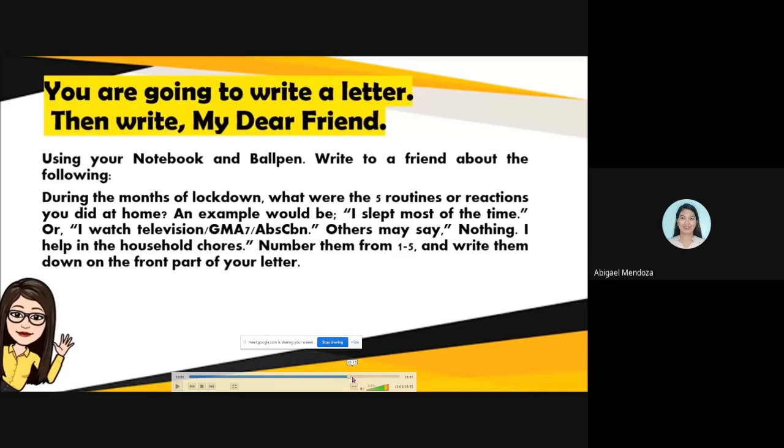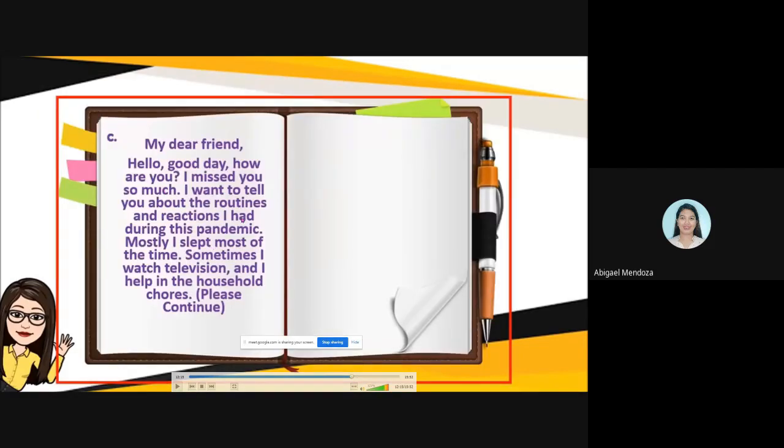So, pwede mo ilagay yun doon. Aside of that, ayan na, this is an example of the letter. Sabi dyan, hello, good day. My dear friend, hello, good day. How are you? I miss you so much. I want to tell you about the routines and reactions I had during this time of pandemic. Mostly, I slept most of the time. Sometimes, I watch televisions and I help in the household chores. Oh, kayo na bahala magkwento nung iba pa.